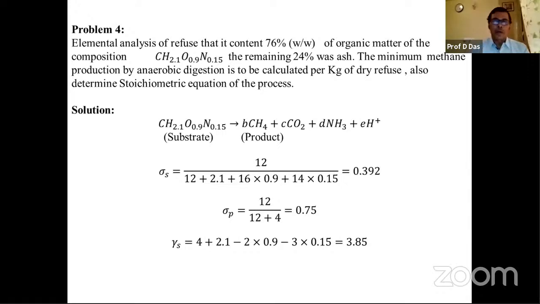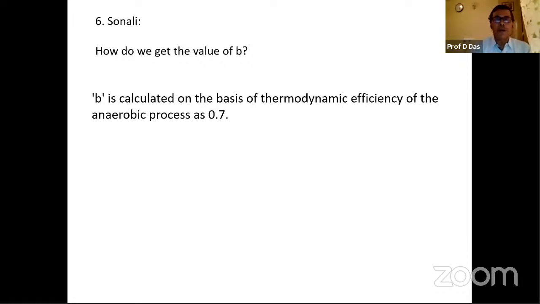Okay. Now the question comes about B, which we assume in the case of calculating the thermodynamic efficiency. For calculating the B value, we assume the thermodynamic efficiency of the anaerobic digestion process is 0.7, because this is the basis through which we can find out the validity of the experimental data. In the case of the aerobic process, this thermodynamic efficiency varies from 0.5 to 0.6, and in the case of the anaerobic digestion process, it is 0.7. This assumption you have to make.